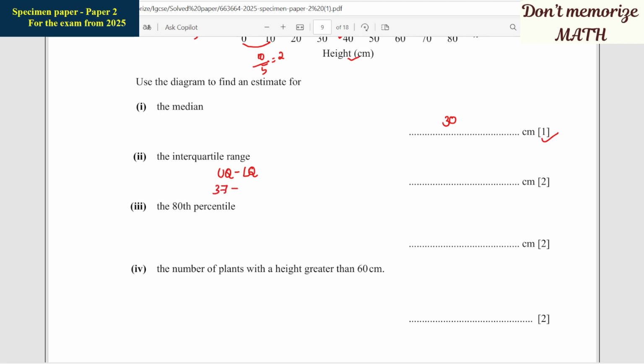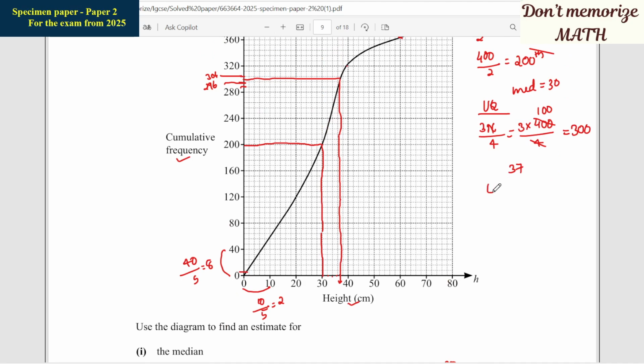Then we will find the lower quartile. To find the lower quartile, you can find the N over 4 value. Otherwise, you can find 25 percent of N. N is 400, and 400 over 4 is 100. So we need to find the 100th value. Let's see where we will get 100. Here we have 80. One line represents 8, right? So 80 plus 8 is 88.